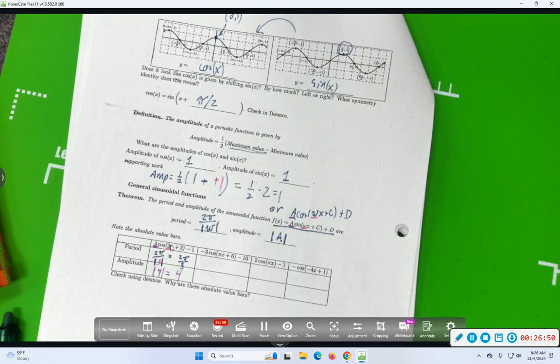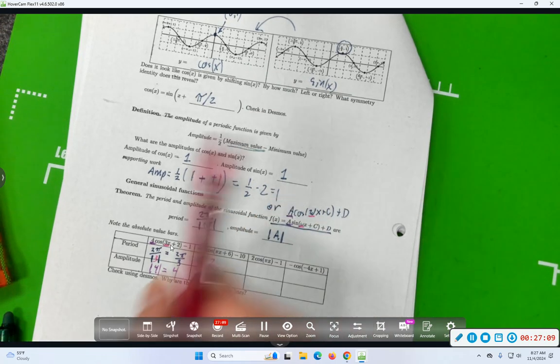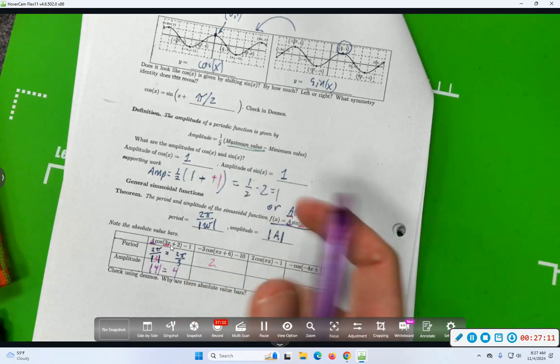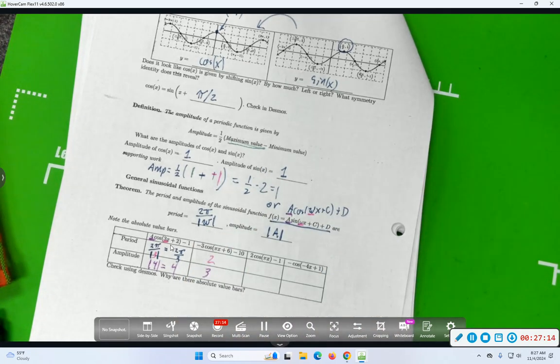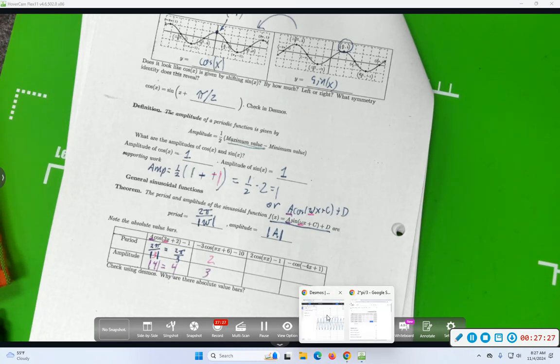All right, this next one. What did you get the period to be? I hear a 2. Do I hear a second? I have 2. Excellent. What about the amplitude? 3. Nice. Did anyone say the amplitude was -3? Cool. You all remember the absolute value bars. And again, let's see if that agrees with the graph.